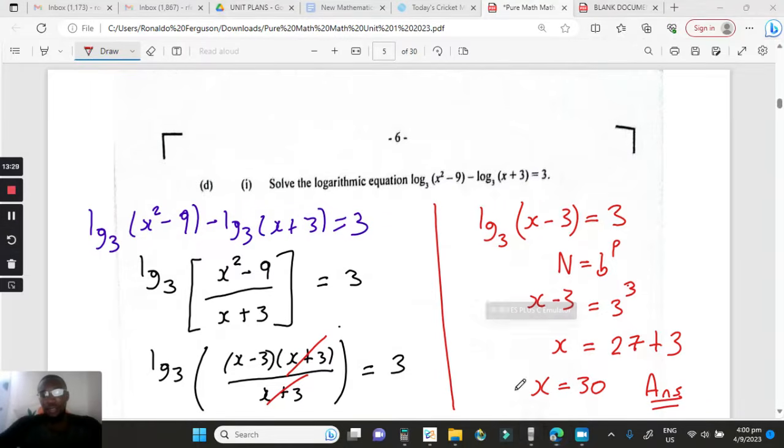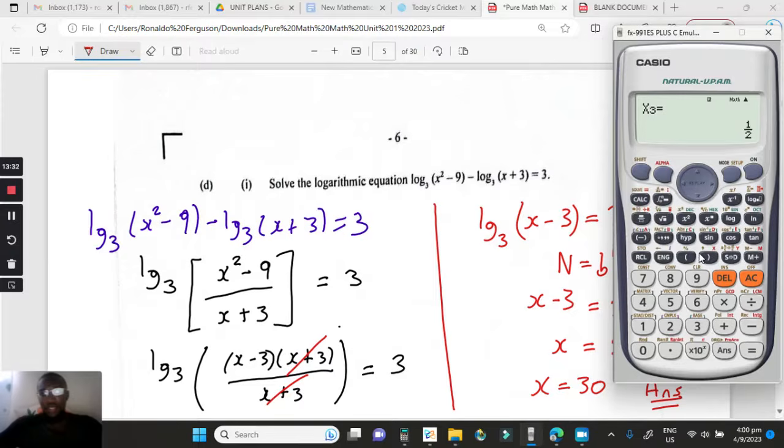To double check it, bring out a calculator. Put x as 30 in. So log base 3 of bracket 30. When you square it, then you subtract 9. Close that bracket. Then we have minus log base 3 of 30 plus 3 is 33. Notice you get a 3. So you realize x being 30 is indeed correct because we get our 3. Nice.